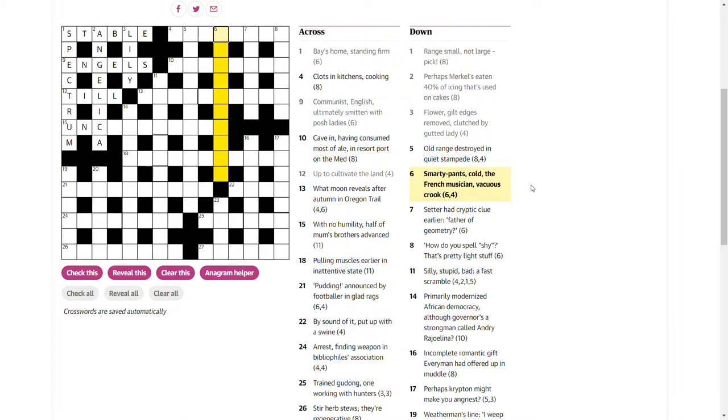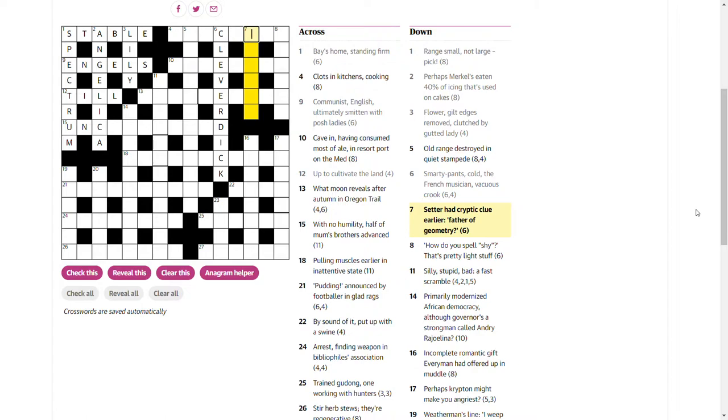Smarty Pants, cold, the French musician, vacuous crook. So, lots of crossword E's here. C for cold, the French is le or la, always. So we got C-L-E or C-L-A somewhere in the clue. No, it can't be. Clever? Well, yeah, clever dick. Okay, can you explain that one? Oh, it's Verdi, the musician. Yes. Cold for C, Le for the French, Verdi's the musician. And vacuous crook. Oh, it's just crook without the middle parts. And that's another vacated word for smarty pants, for the very good benefit of American viewers. Of which there are many.